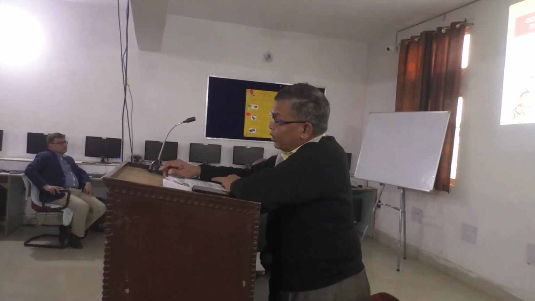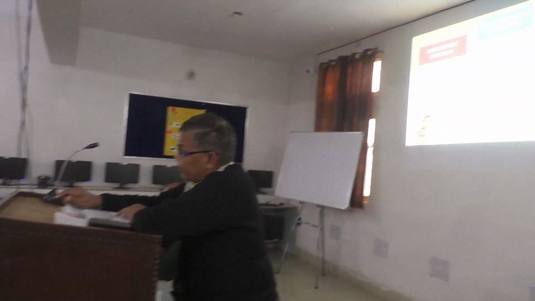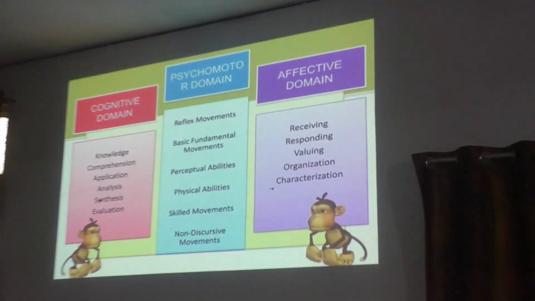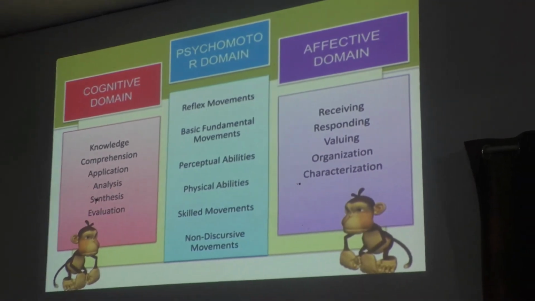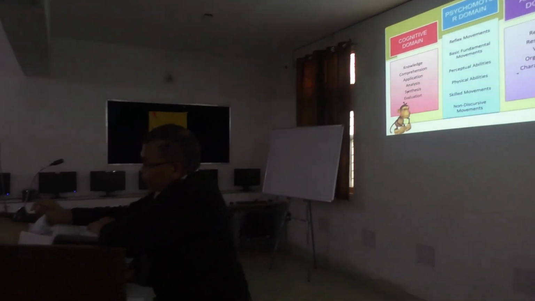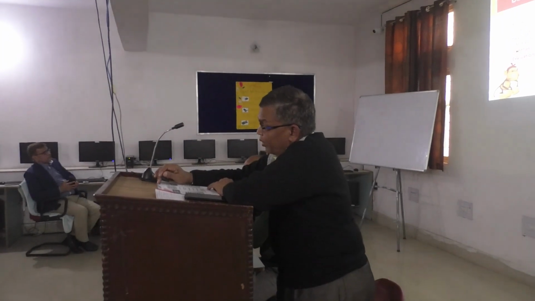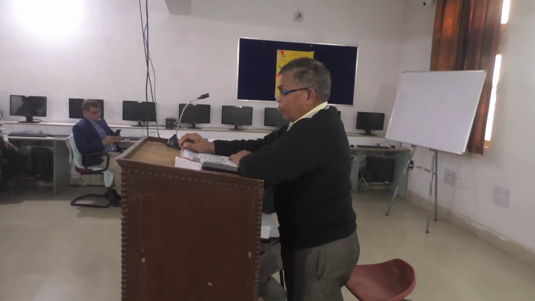In cognitive domain, there are 6 levels, as you have seen in the video. The first one, or the basic level, is knowledge level. The second one is the higher level, that is comprehension level. The third one is application level. The fourth one is analysis. The fifth one is synthesis. And the last one is evaluation. One more level can be added to these 6 levels, that is creation.